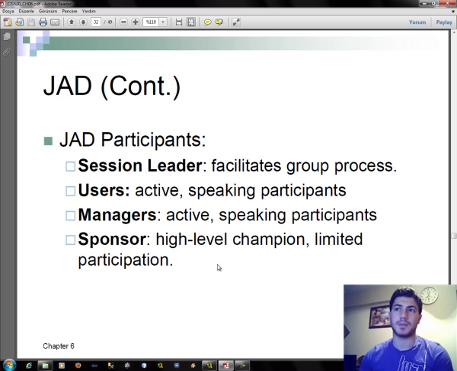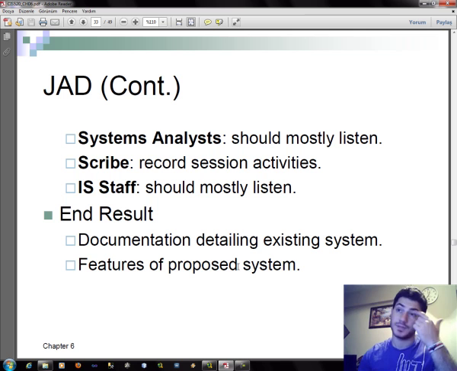Now JAD participants. Session leader facilitates group process. Users are active speaking participants. Managers are active speaking participants. Sponsor is a high-level champion with limited participation. System analyst should mostly listen. Scribe records session activities. IS staff should mostly listen. And the end result: documentation detailing existing system and features of proposed system.